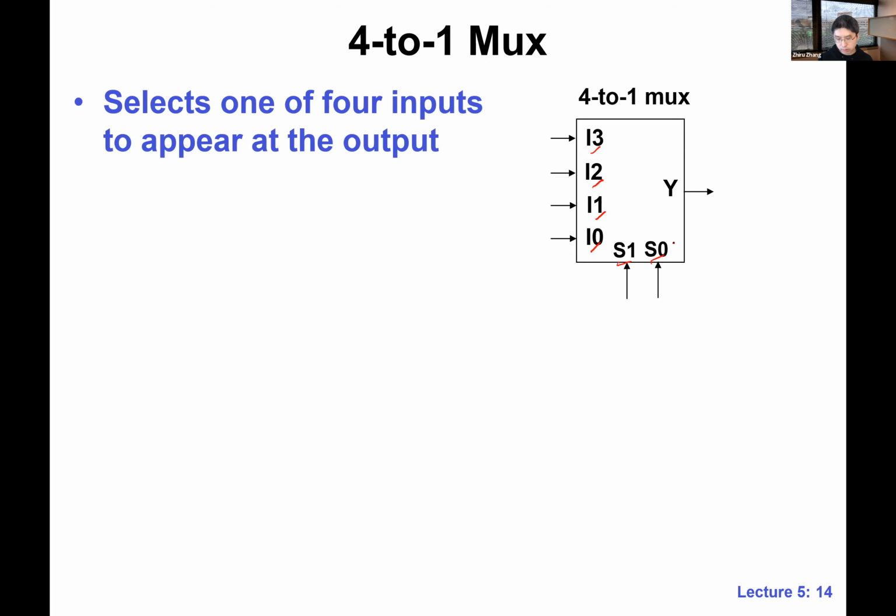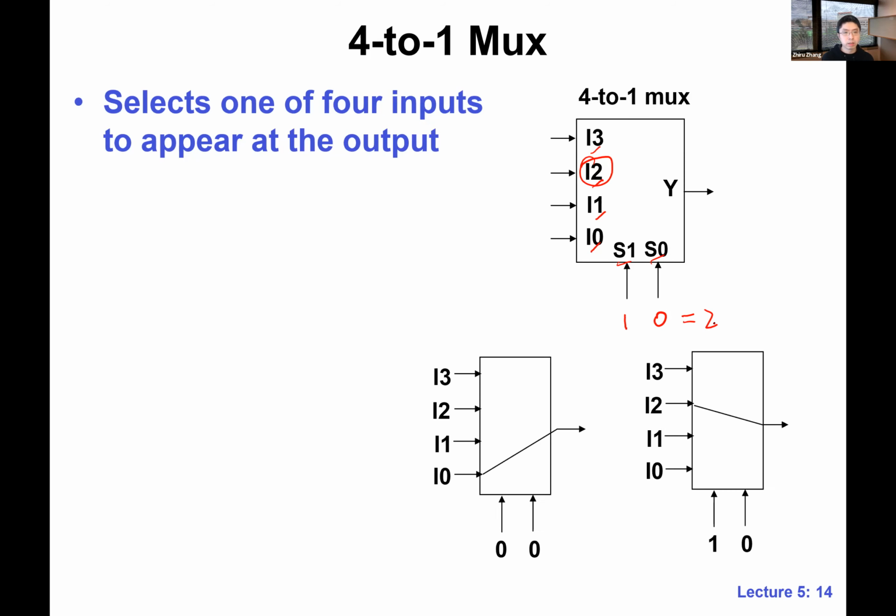So I hope this is becoming somewhat intuitive. When S1 and S0 are 1, 0, can you guess which input we select? I2, this guy, because if you read it out, 1, 0 is 2. Essentially we just put the index of the input over here for S. That's it.